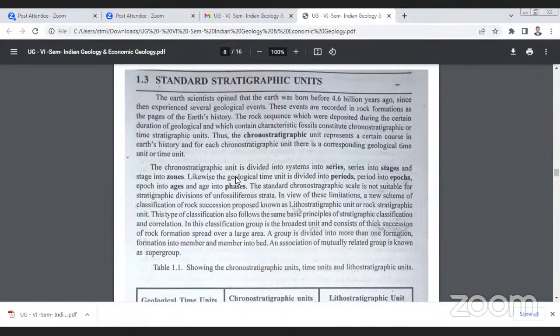The chronostratigraphic units are again divided into almost six parts. One is the series, the second is the stage, the third is the zone. Fourth is the epoch, fifth is the age, and the final one is the phase. The standard chronostratigraphic scale is not suitable for unfossiliferous or unpleasant strata.